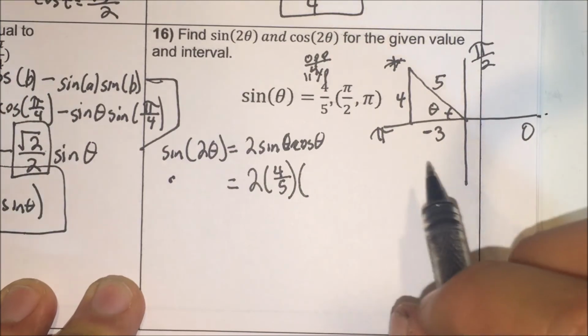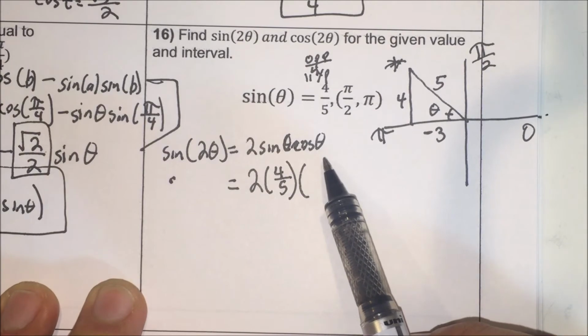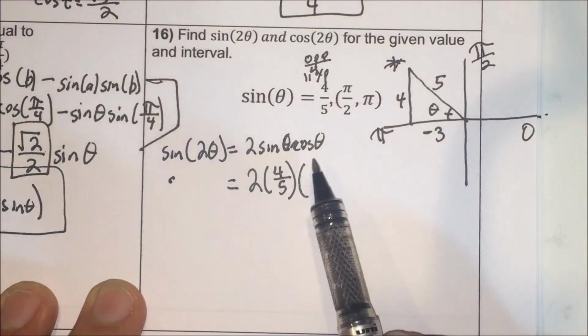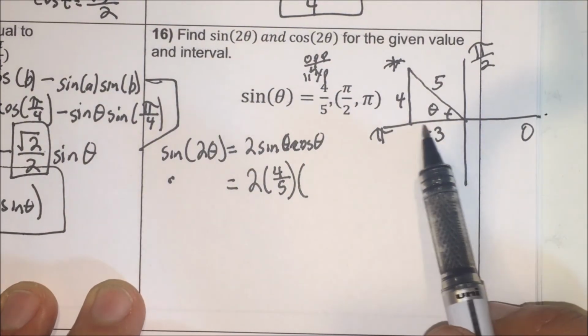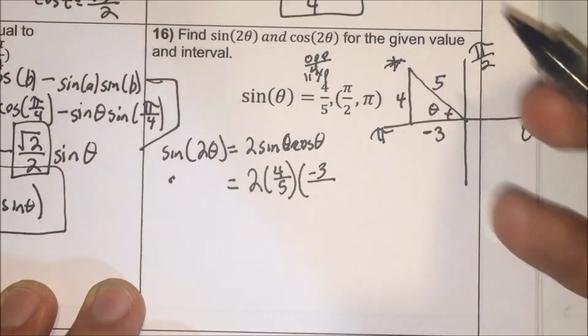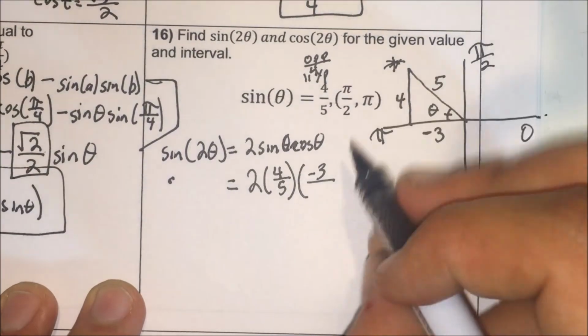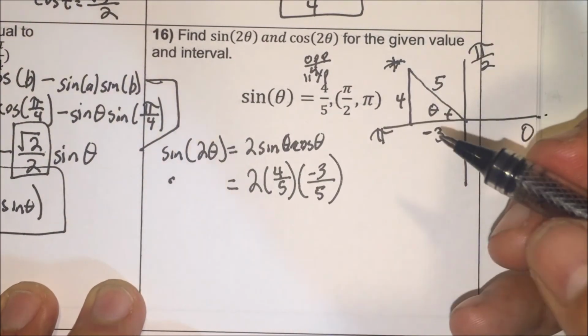And cosine, what would cosine be? Well, cosine is adjacent over hypotenuse. So in order to get that, we're going to have to say, okay, what's the adjacent side? What's touching the angle? Well, that's -3. And on the bottom, just like sine, the hypotenuse is what we want. So we put a 5 down there.